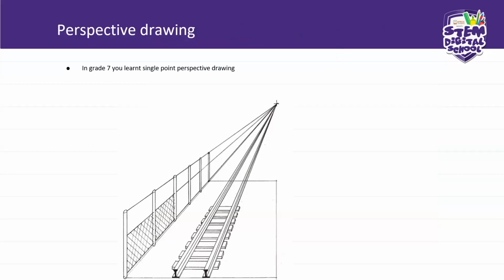And then the perspective drawing, this is the basics. This is from grade 7. I just brought it in here because it's revision. All right, you know that you have to plot your vanishing point and construct lines that are going to create the object that you desire to create. So I like this. It's an example of a railway line.